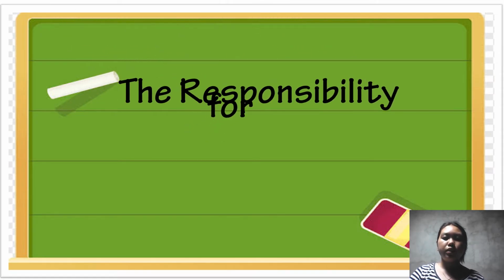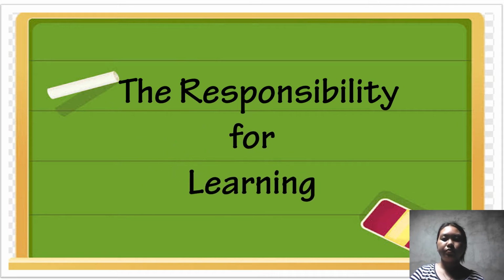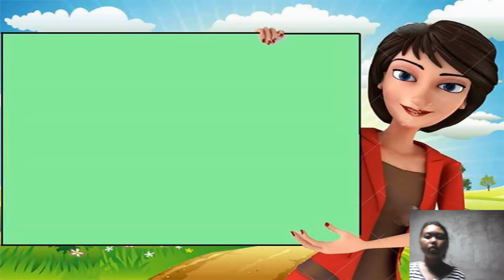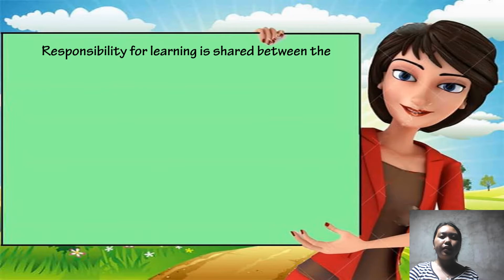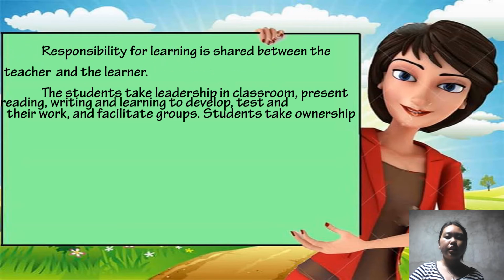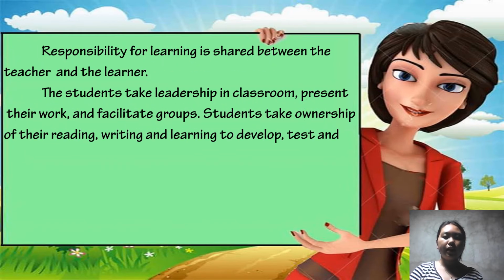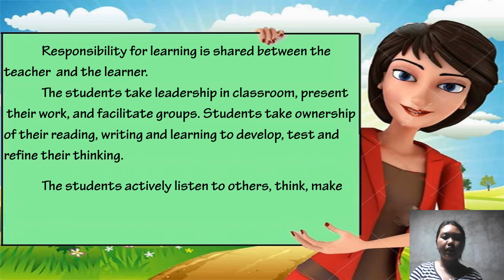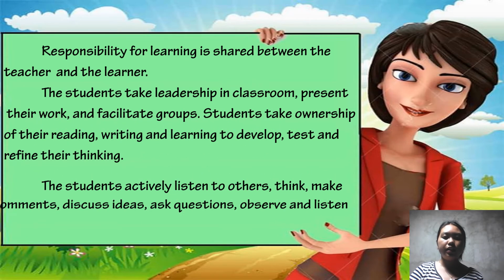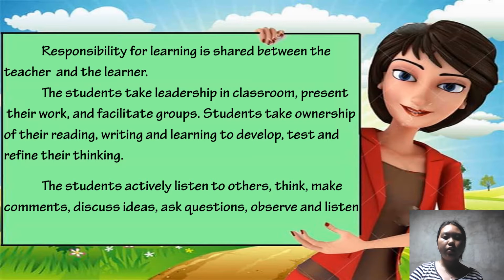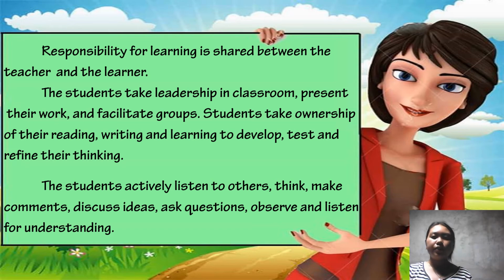Third, the responsibility for learning. Responsibility for learning is shared between the teacher and the learner. The students take leadership in the classroom, present their work, and facilitate groups. Students take ownership of their reading, writing, and learning to develop, test, and refine their thinking. The students actively listen to others, think, make comments, discuss ideas, ask questions, observe, and listen for understanding.